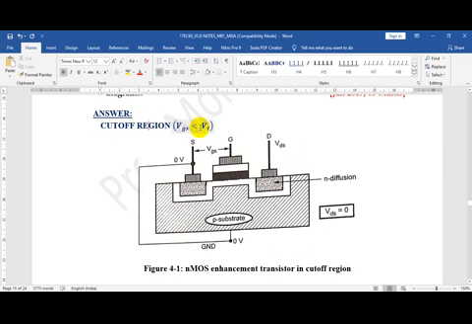In the cutoff region, your gate voltage is less than the threshold voltage, because of which there is no channel being established and you can say the transistor is in off condition. When you operate a transistor, it will be either in the cutoff region, wherein it is in off condition, or in the saturation region, wherein it is in on condition. So the cutoff region is nothing but the off state of a transistor.